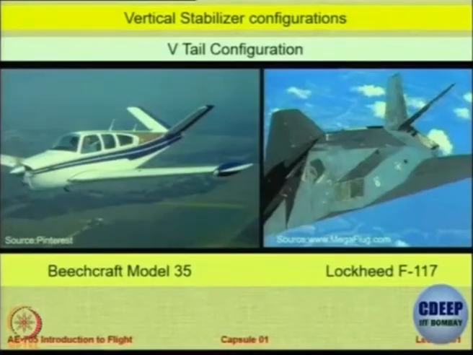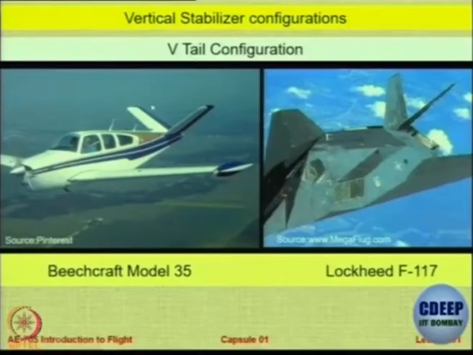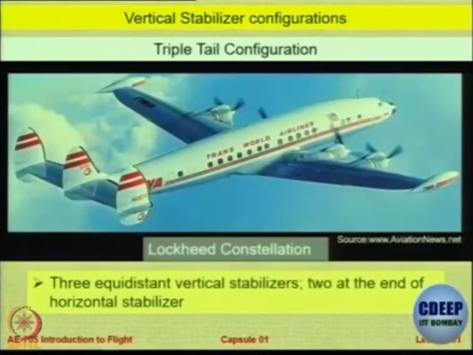Here, instead of three surfaces, a vertical one and two horizontal, you have just two surfaces. So apparently it reduces weight, reduces drag, okay. But read about this more, it's a very interesting configuration, and there are not many aircraft, there are only about four aircraft that I know which have a V tail.